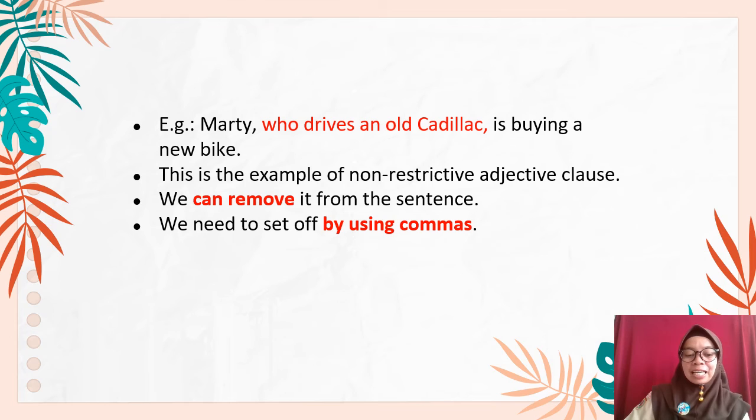Let's compare with the second sentence. Marty, who drives an old Cadillac, is buying a new bike. In this sentence, the adjective clause is non-restrictive because it is only additional information given to the noun Marty. So here we can remove the clause and we need to set it off by using commas.